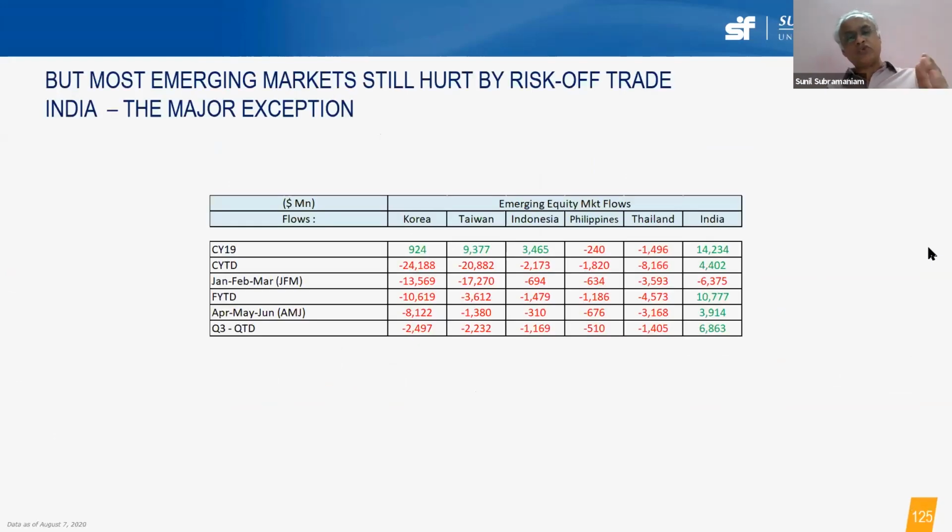If you see the FII flows out from the advanced countries into emerging countries, last year about 3 or 4 countries got positive flows, but this year, calendar year to date, every country except India is negative. Even India was negative in January, February, March at the peak of the crisis. But post the crisis, from April onwards, the recovery phase, India is the only emerging country to have received positive FII flows.